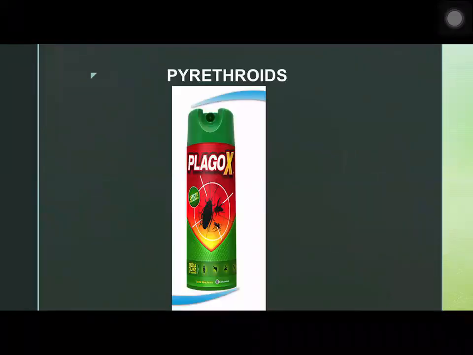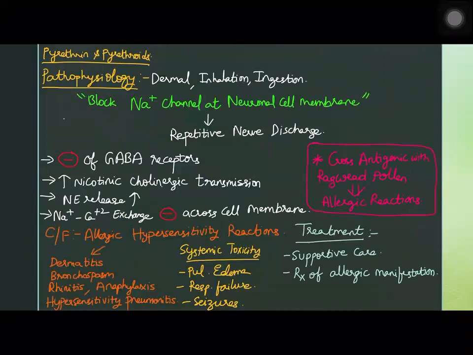Coming to pyrethroids. So pyrethroids and pyrethrin. In pathophysiology, dermal, inhalation and ingestion are the routes of exposure. They block the sodium channel at the neuronal cell membrane and a repetitive nerve discharge happens due to this. And they even inhibit GABA receptors, which further increases the repetitive nerve discharge. And that will increase nicotinic cholinergic transmission also. Norepinephrine release will also be increased. Sodium calcium exchange will be inhibited across the cell membrane.